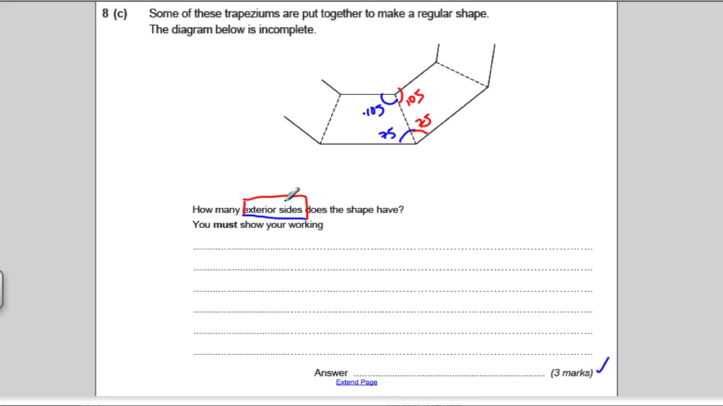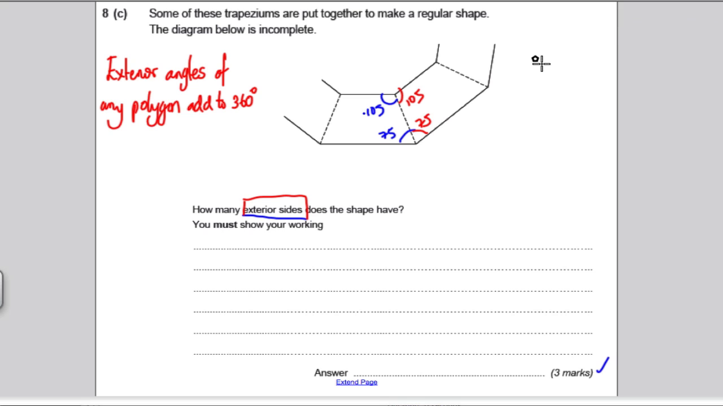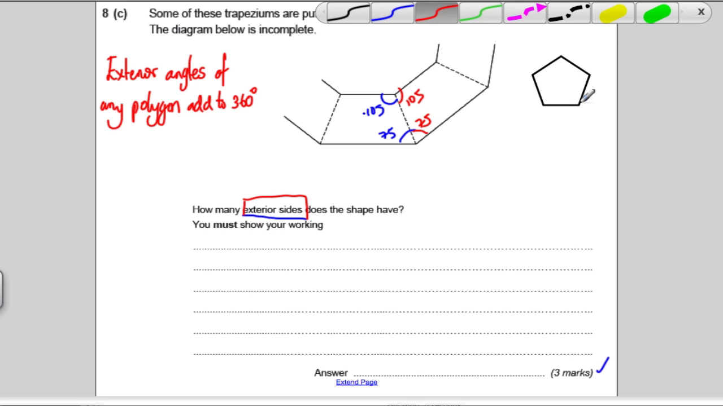If I need to work that out, I'm going to use an easy rule, and it's to do with the exterior angles of a polygon. The exterior angles of a polygon, of any polygon, add to 360 degrees. Now let me just show you what that means. Let's draw ourselves some sort of shape. Here's a shape here. That's a pentagon.